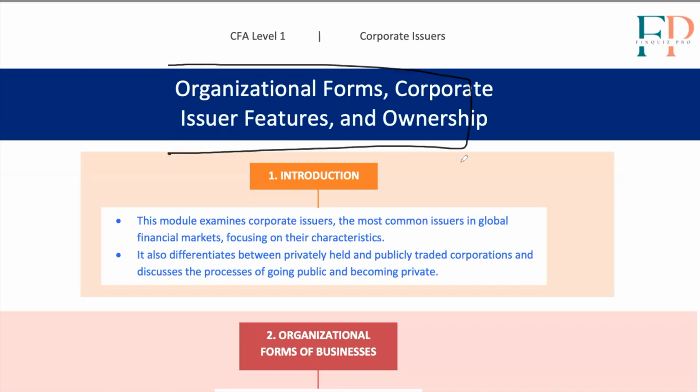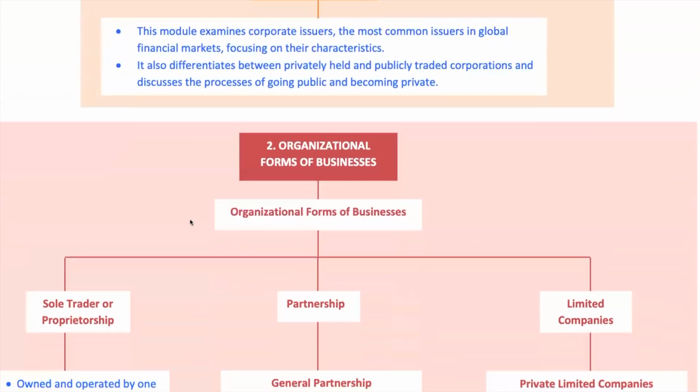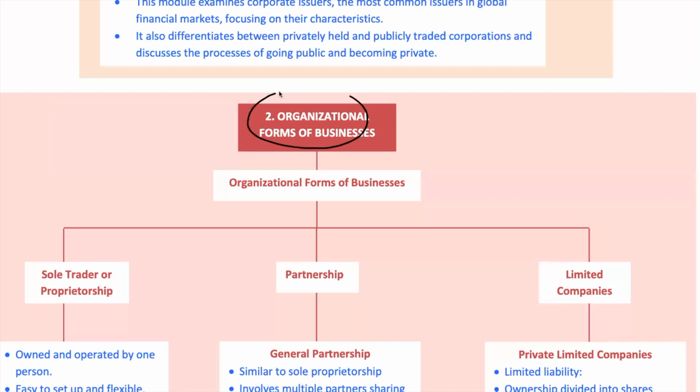Today, we're diving into the fascinating world of corporate issuers. Corporations are the most common type of issuer in financial markets worldwide, and understanding their structures and features is crucial for any finance professional. We'll cover different types of businesses, their characteristics, and the distinctions between privately held and publicly traded companies. Ready to get started? Let's dive in. Organizational forms of businesses.